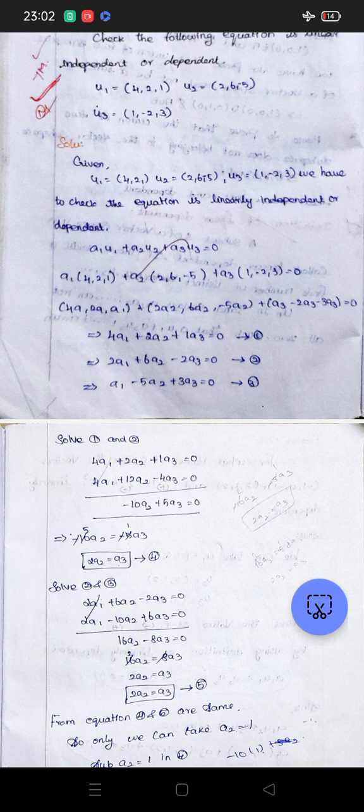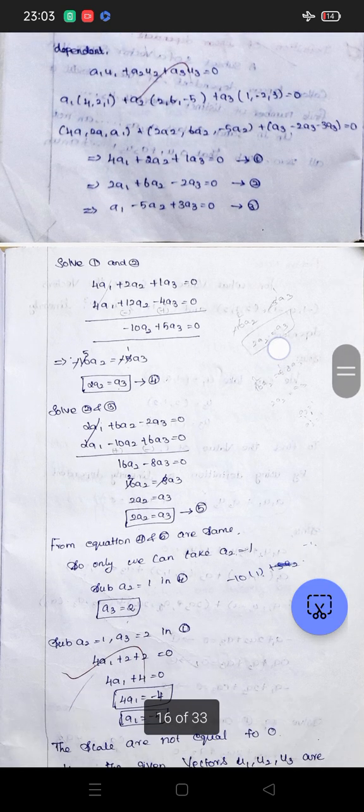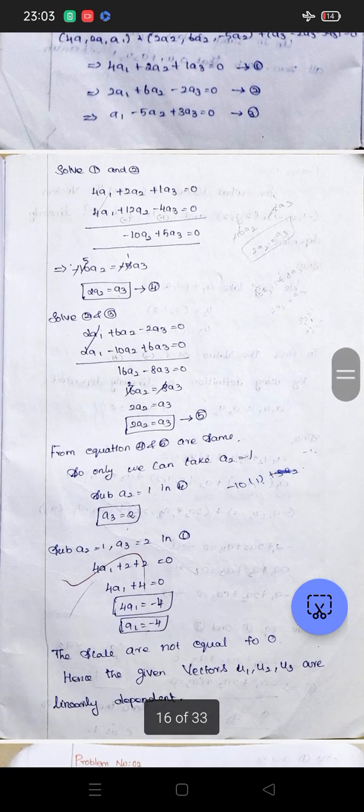So 4a1 plus 12a2 minus 10a3 is equal to 0. Subtracting these two equations, a1 gets cancelled. Then the a2 value is minus 10 and the a3 value is plus 5, equal to 0. So here 2a2 is equal to a3. Simplifying this term, 2a2 is equal to a3.